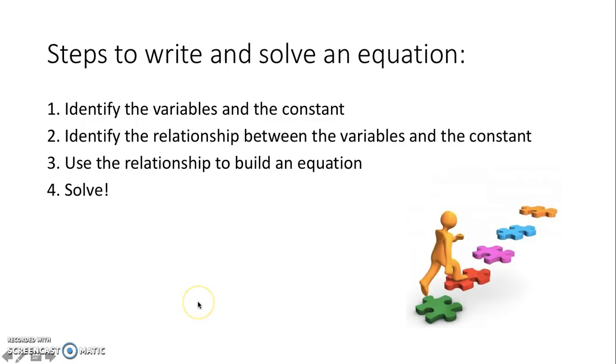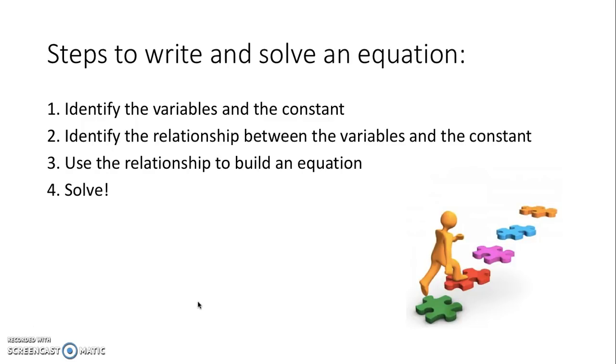Alright, so here are our 4 steps to write and solve an equation from a word problem. So please write these down. These are 4 steps that we're going to use continuously to practice writing and solving word problems. Number 1, identify the variables and the constants. Number 2, identify the relationship between those variables and constants. Number 3, use the relationship to build the equation. And number 4 would be to solve.